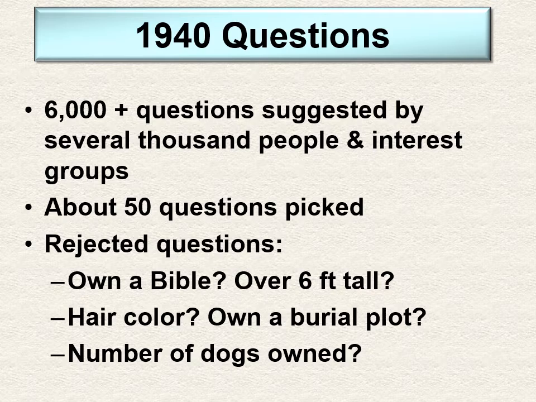So how do they decide on the questions? Well, everybody wants their question to be asked. They got 6,000 suggestions by several thousand people and a lot of interest groups, and they picked about 50 of them. They rejected questions like, do you own a Bible? Are you over 6 feet tall? What's your hair color? Do you own a burial plot? The number of dogs owned? All sorts of strange questions. Well, the dog-owned one is kind of interesting.